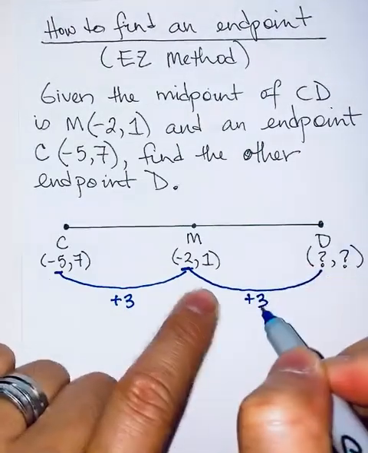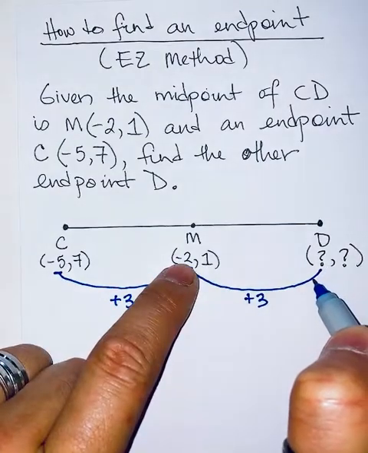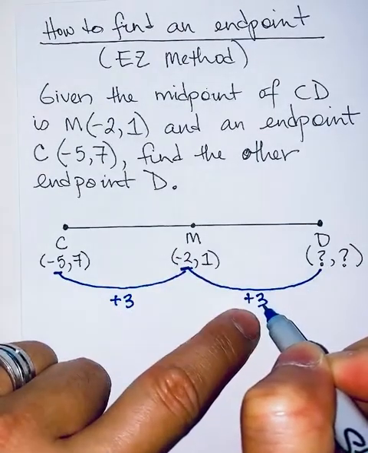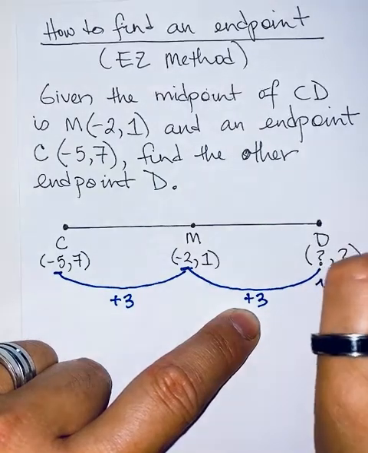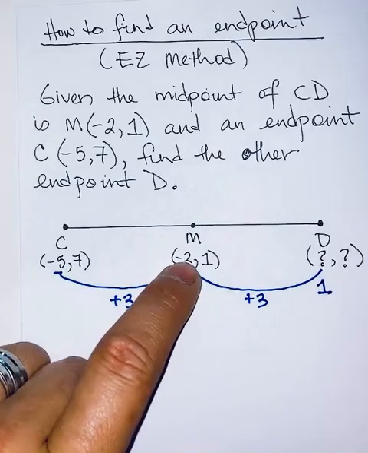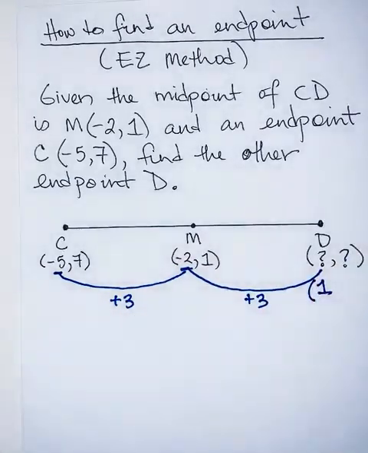So now that you have this, you can figure out where the location is. So -2, if I walk 3 more in the positive direction, I would end up at 1, because -2 plus 3 is 1. I just found my X coordinate for point D. Now let's move on to my Y coordinate.